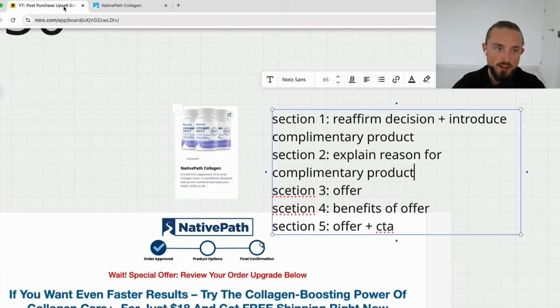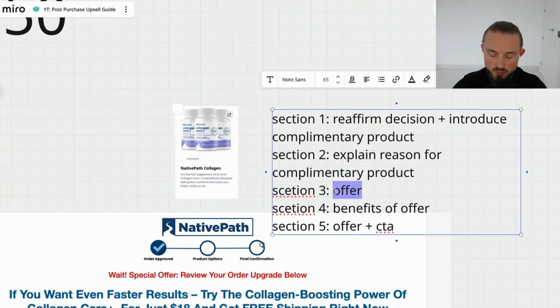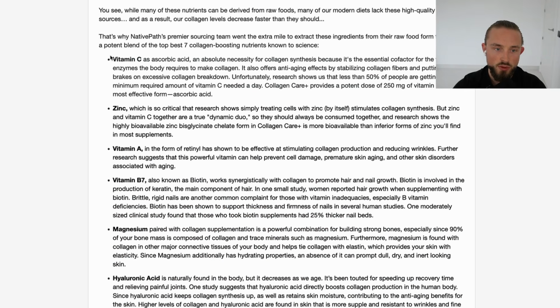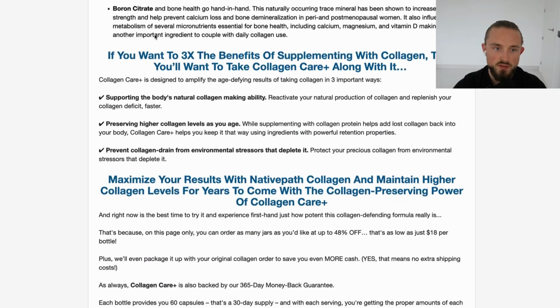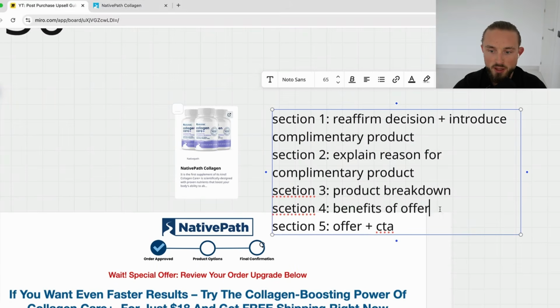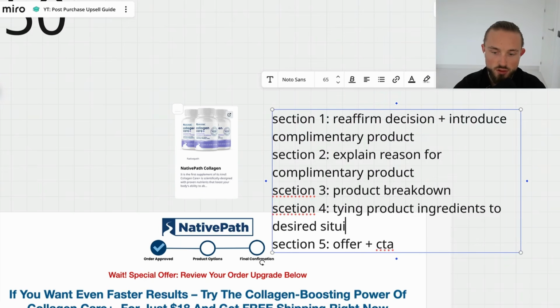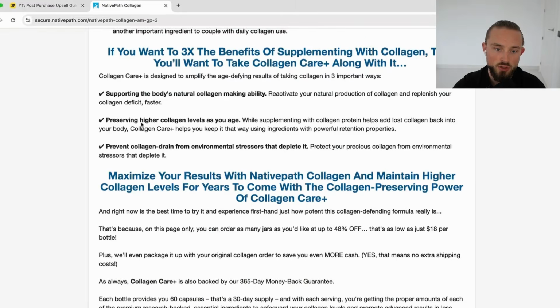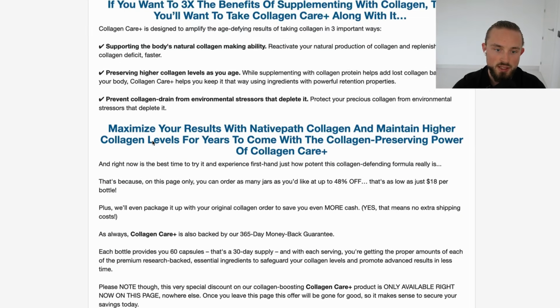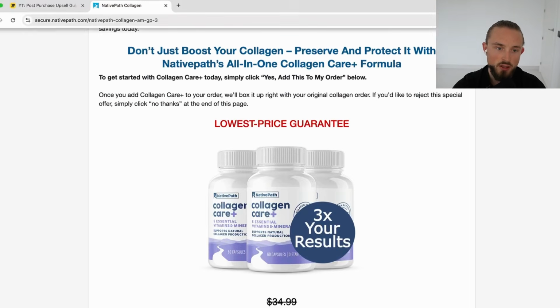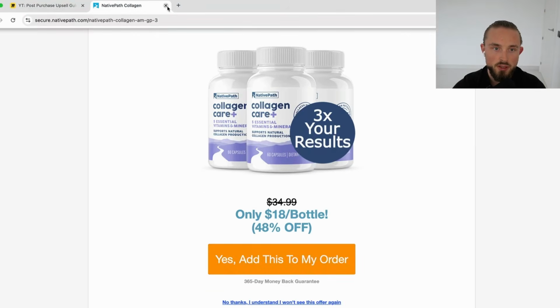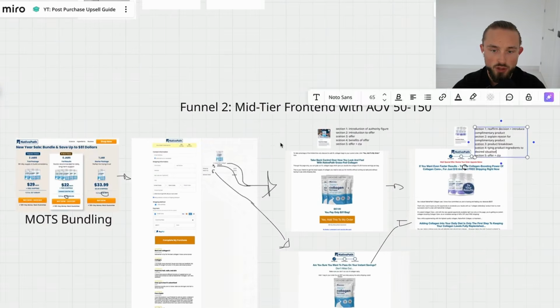And then you can see here the next section is essentially just a detailed breakdown of the product with all of the vitamins and what each of these vitamins do. Then it's tying product ingredients to desired situation, right? So then we tie the product ingredients here to the desired situation, and then we have the offer plus call to action at the bottom here, right? So this is the second funnel, also really, really great funnel.